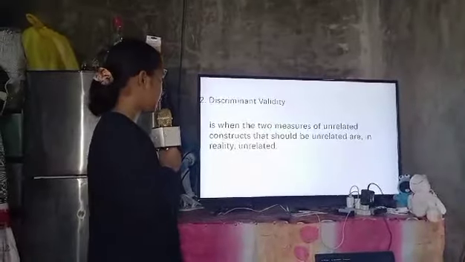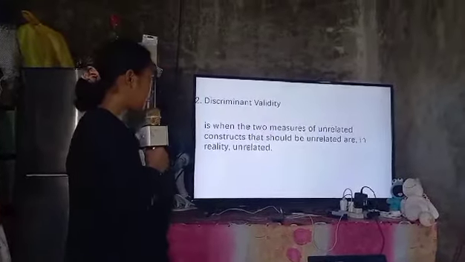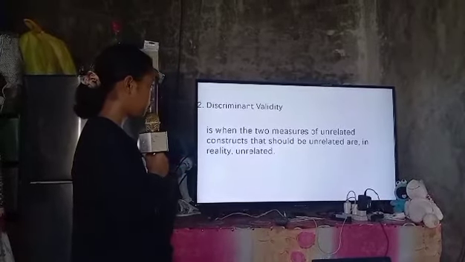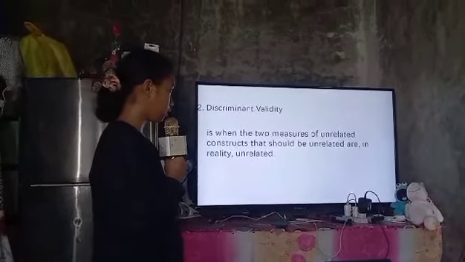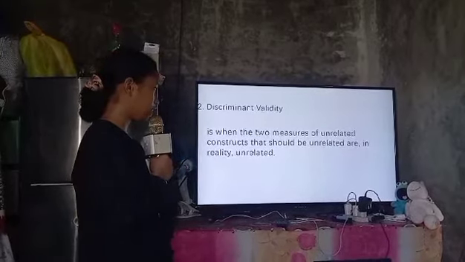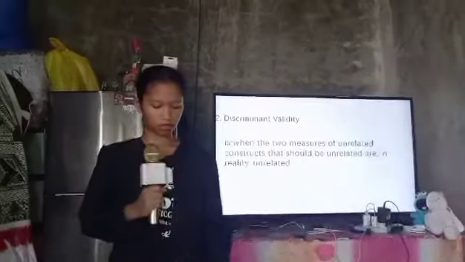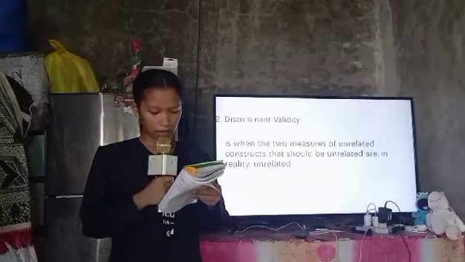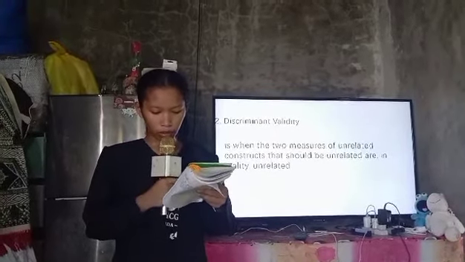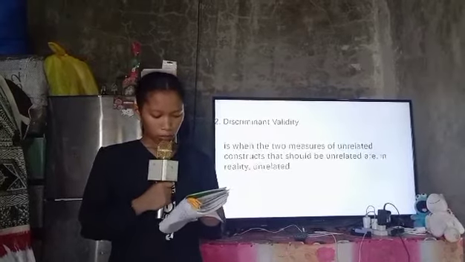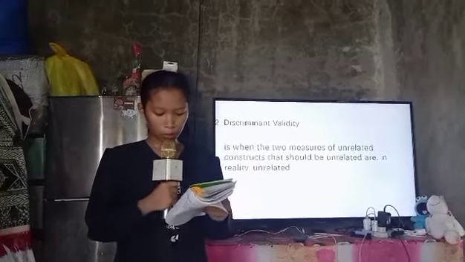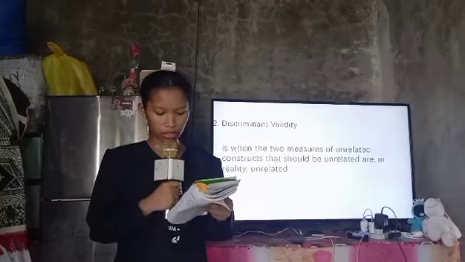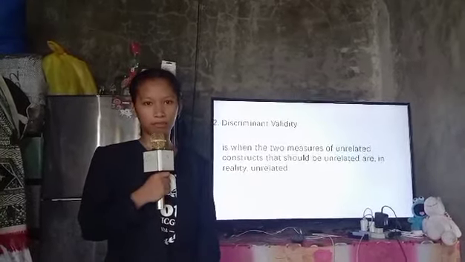And the next one is discriminant validity. Discriminant validity is when two measures of constructs that should be unrelated are, in reality, unrelated. You get the result for discriminant validity in the same way as you do for convergent validity. With both subtypes, you compare the results for different measures and assess whether they correlate.